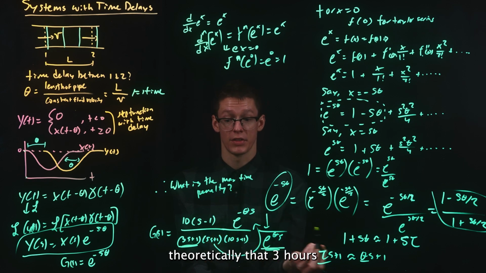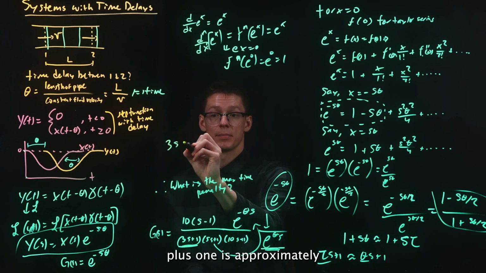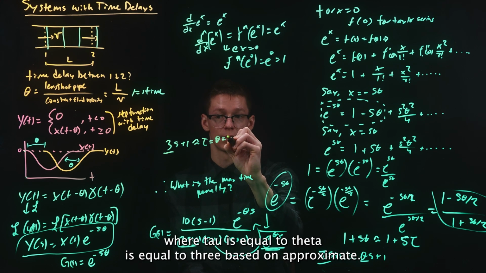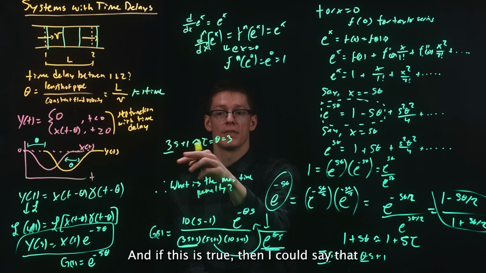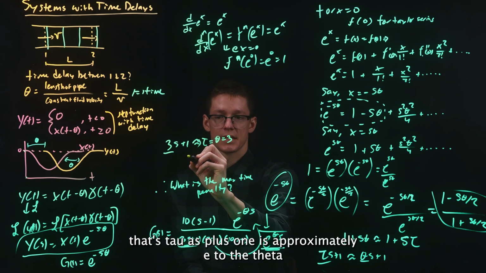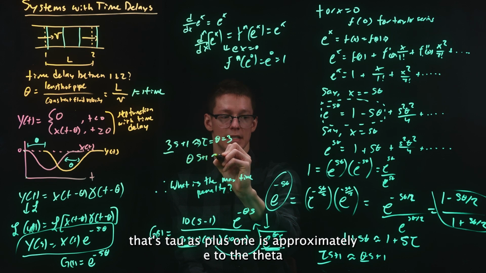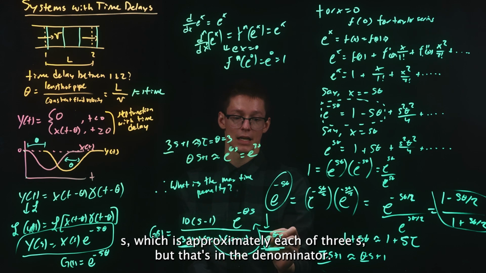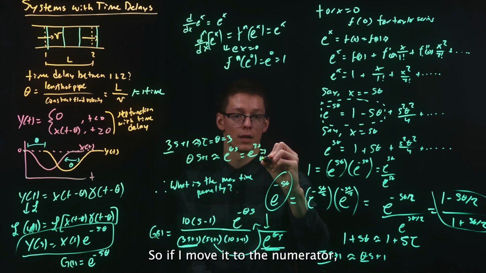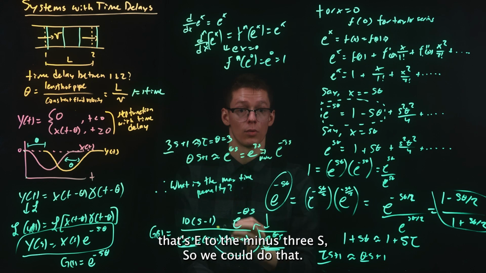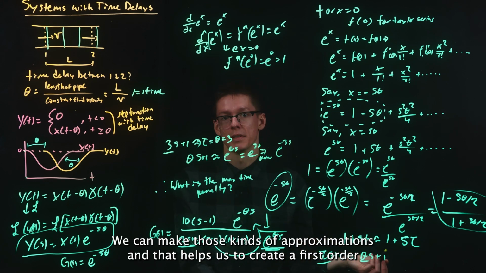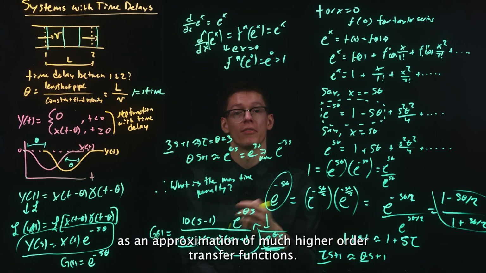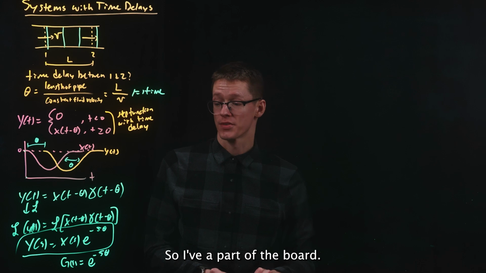Because remember, if this is true, and that is essentially this, where this is all true, then I could say theoretically that 3s plus 1 is approximately where tau is equal to theta is equal to 3, based on approximates. And if this is true, then I could say that tau s plus 1 is approximately e to the theta s, which is approximately e to the 3s, but that's in the denominator. So if I move it to the numerator, that's e to the minus 3s. So we could do that. We can make those kinds of approximations. And that helps us to create a first order plus time delay function as an approximation of much higher order transfer functions. So I've erased part of the board.